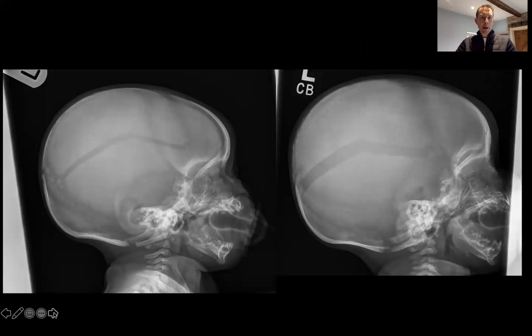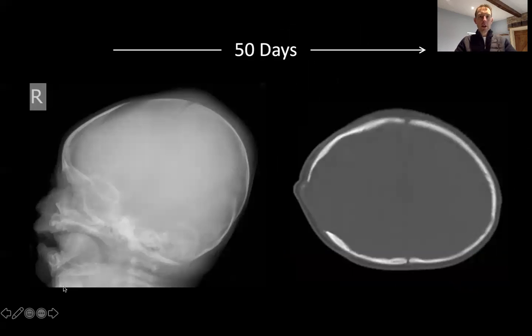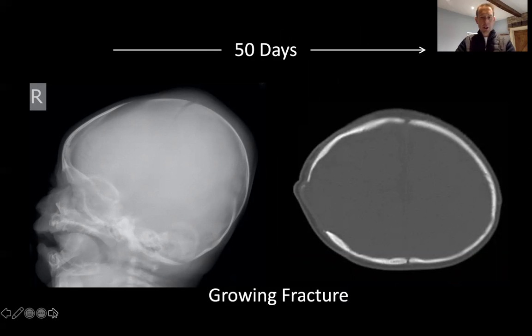Fractures tend to heal very well, but here we've got a case of a fracture over 8 days, which hasn't healed, and it actually widened, and that is due to a sort of growing fracture. And here we've got a widening even further over 50 days. So we'll refer to this as a leptomeningeal cyst, or growing fracture.